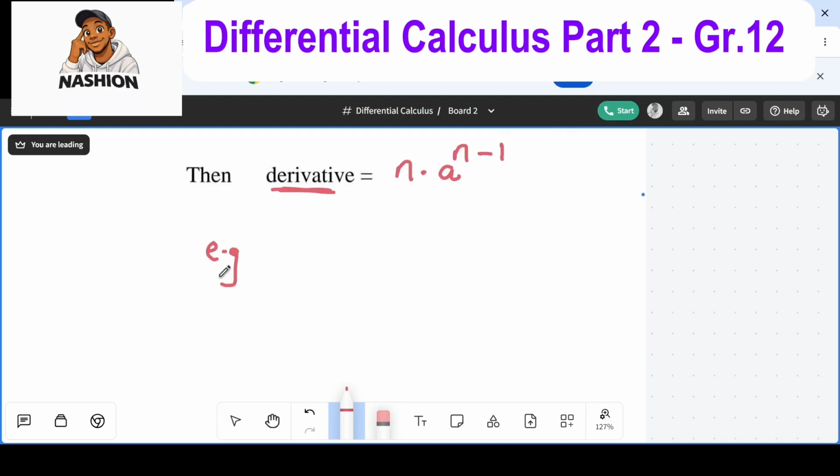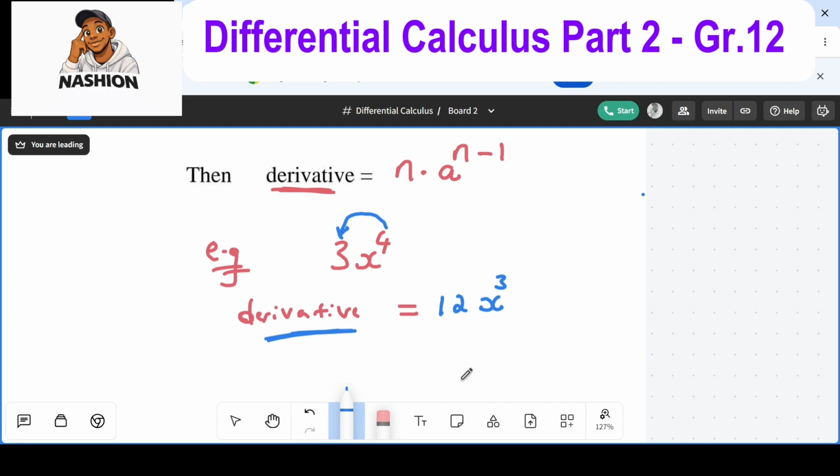Just a quick example. Let's say we have 3x to the power 4. Then the derivative is going to be: exponent 4 will multiply the coefficient, which is 3. So 4 times 3 will give us 12x. Then from 4, the exponent, we subtract 1. So 4 minus 1, that's 3.